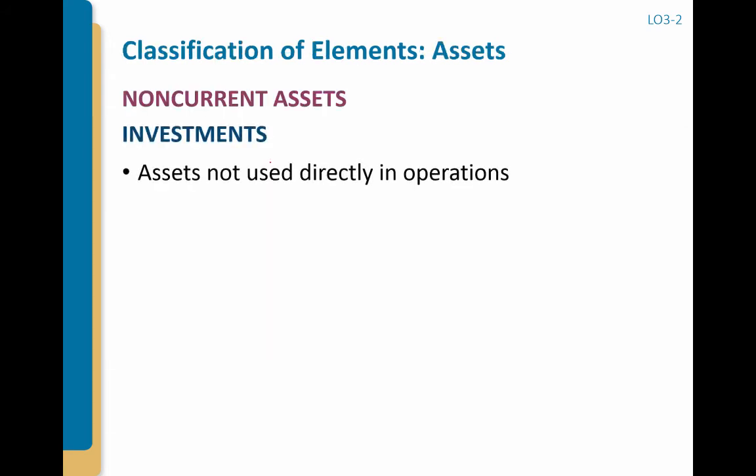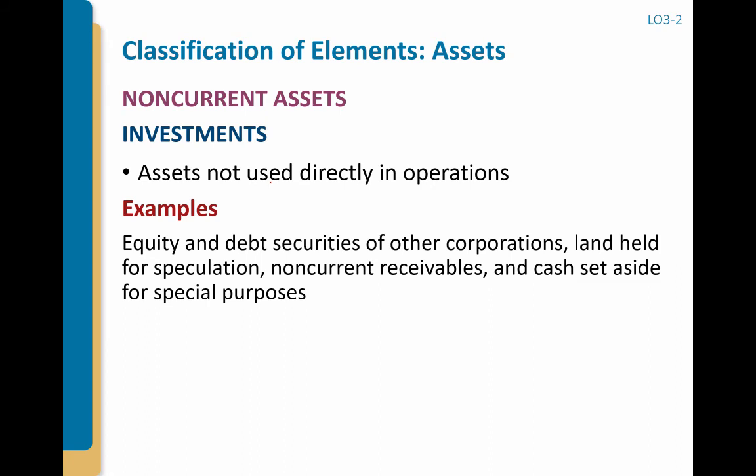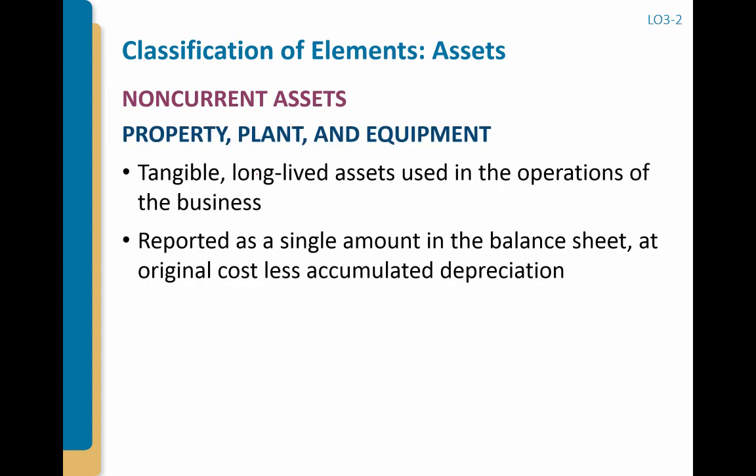Investments are not used directly in the operations. Basically, you would have land, non-current receivables, and cash that you have restricted. Property, plant, and equipment is tangible. They have physical substance. They're usually used in the operations. And normally we report it as a single amount on the balance sheet less accumulated depreciation.